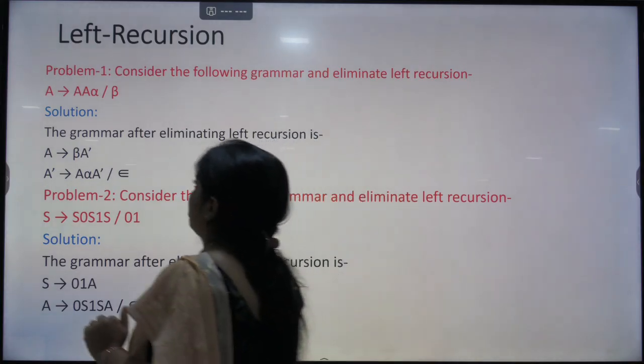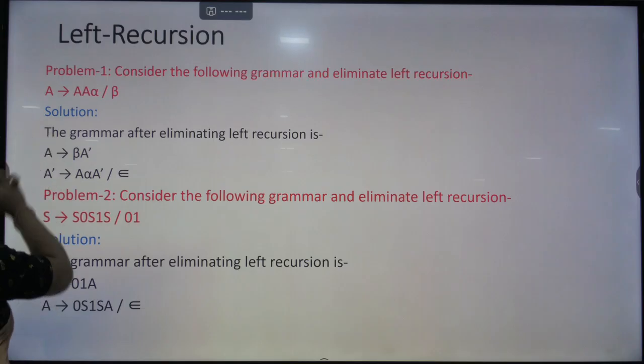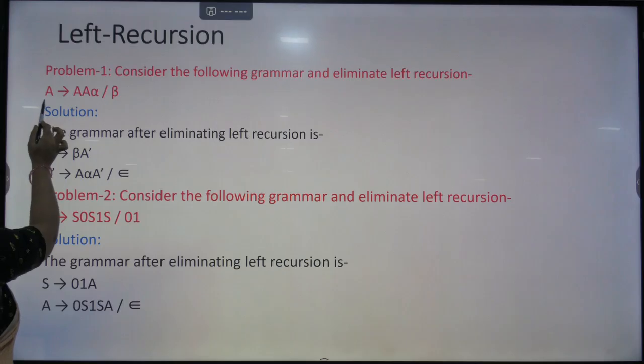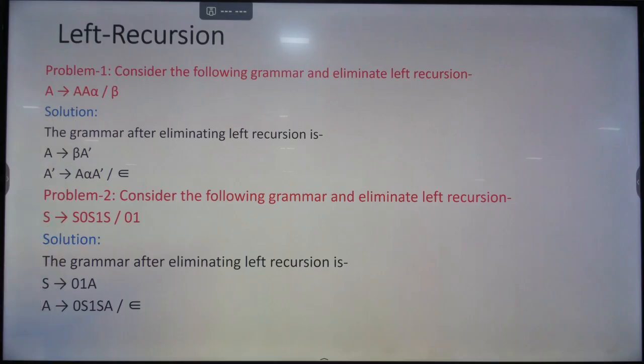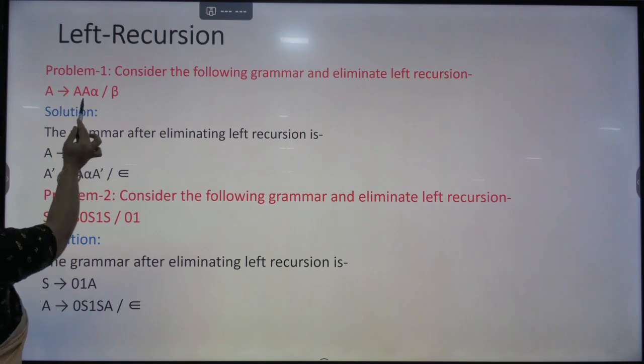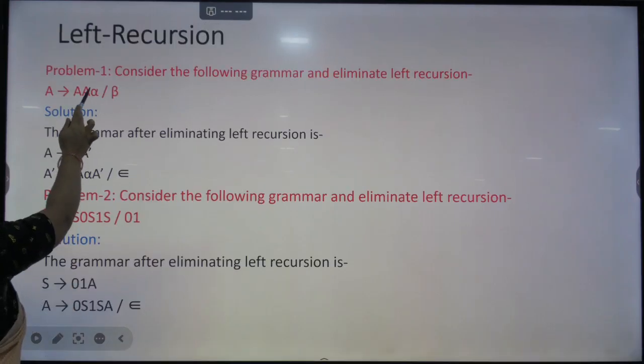If the given production is A tends to A alpha or beta, then by seeing this production, we can easily say that it has a left associativity problem. What is left associativity? Before the production, whatever non-terminal symbol is there, the same non-terminal symbol is there after the production. Then we can rewrite it as A tends to beta A dash, and A dash tends to alpha A dash, where alpha means whatever symbols are there after this A.